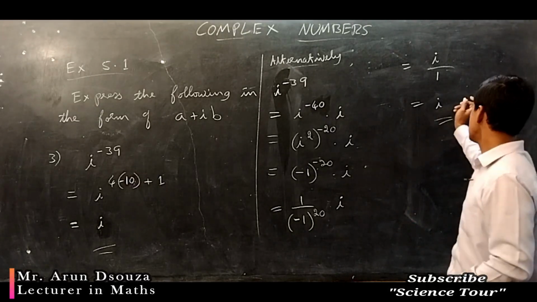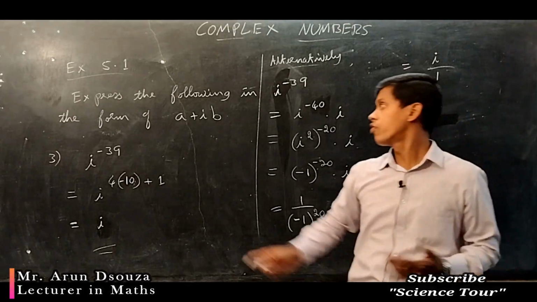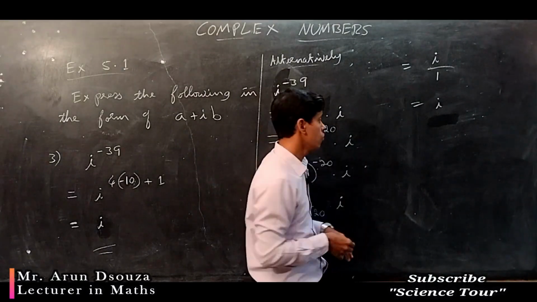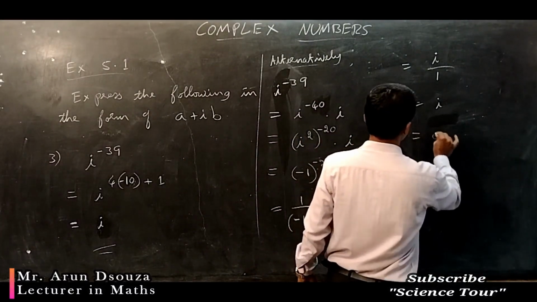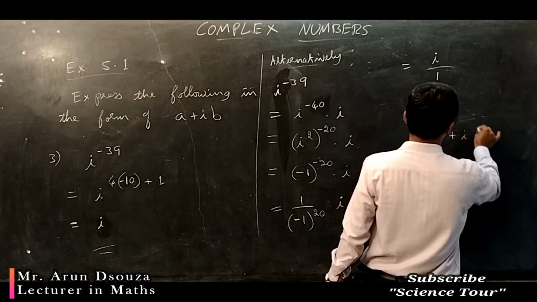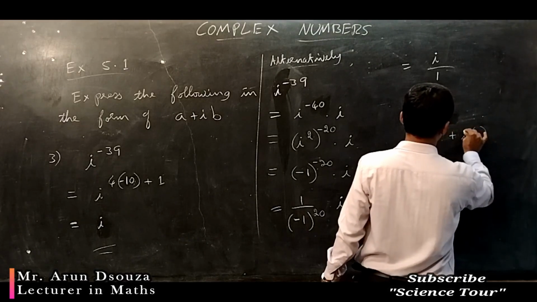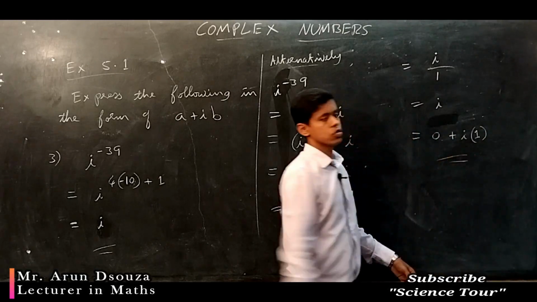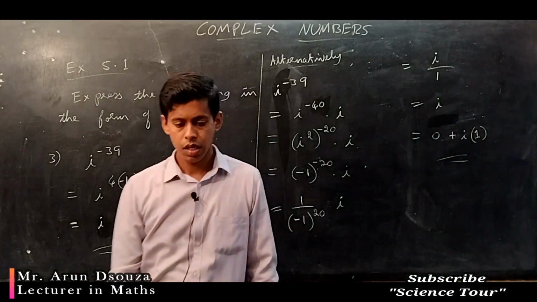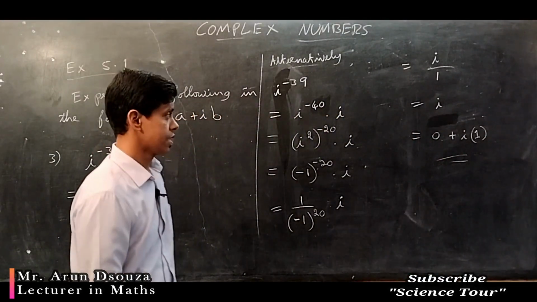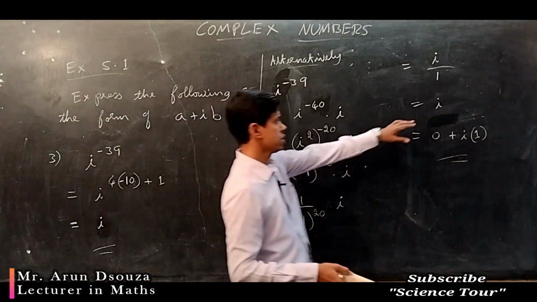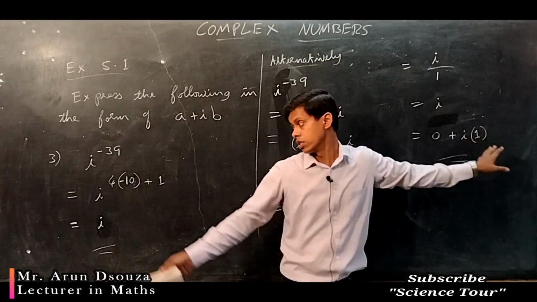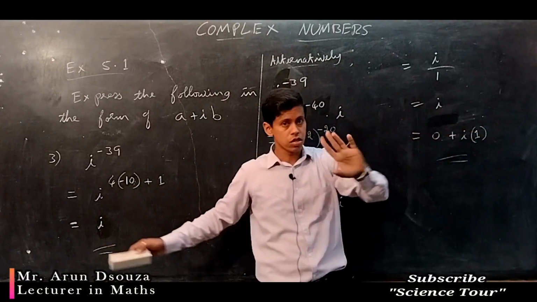Okay, so this answer, if you want to write in the form of a plus ib, then how will you write? You will write this as 0 plus I into 1. Okay, so 0 plus I into 1, that's the way you will write it, or you can stop at this, there's no problem. See, did you get equal answers? You got the same answers.